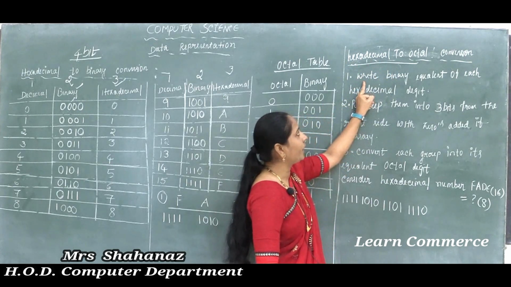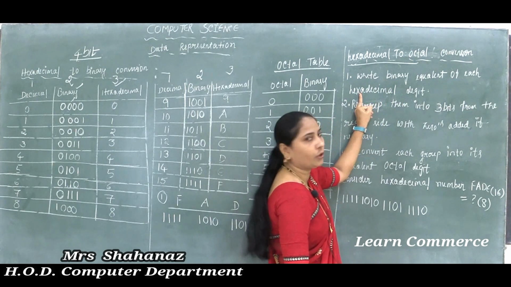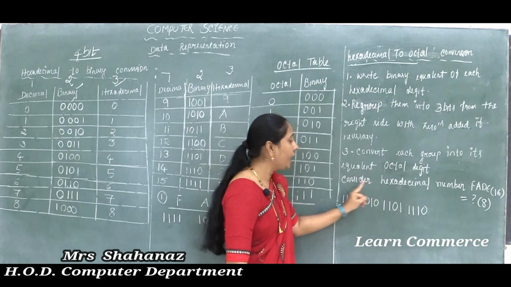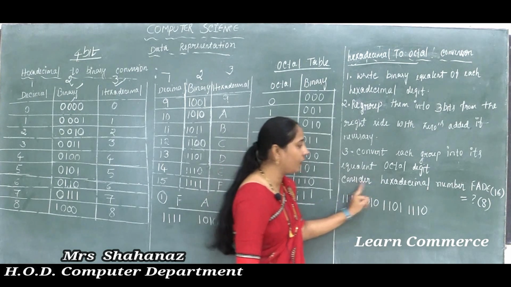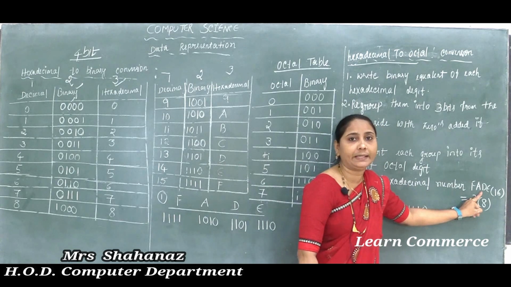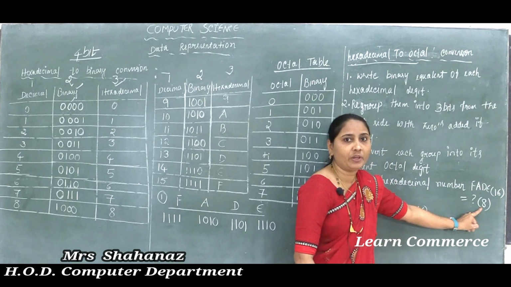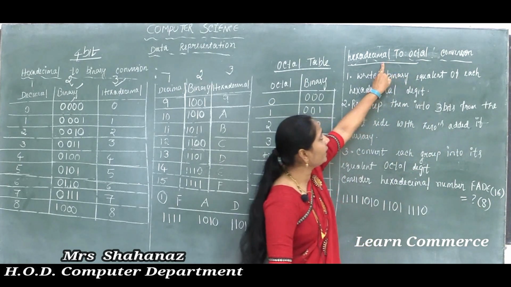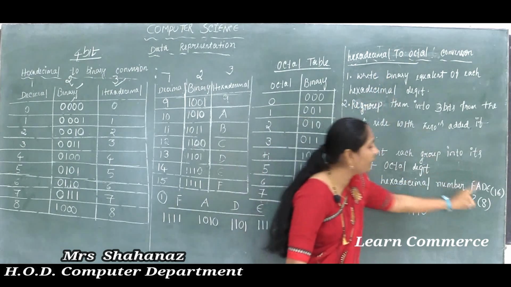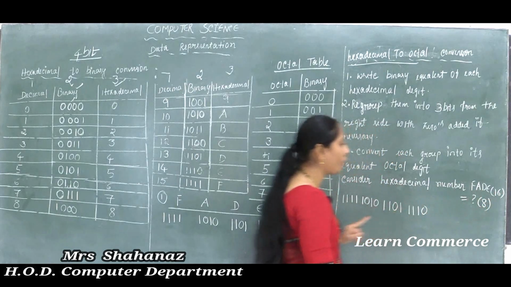So this is step 1: write the binary equivalent of each hexadecimal digit. First of all, let me read the question. Consider the hexadecimal number FADE, F-A-D-E. We need to do the hexadecimal to octal conversion. We know the heading, that is the hexa to octal conversion. So the question is to convert FADE from hexa to octal.